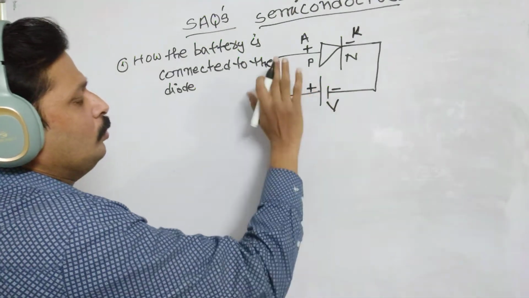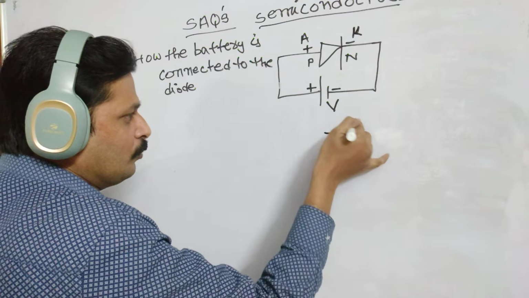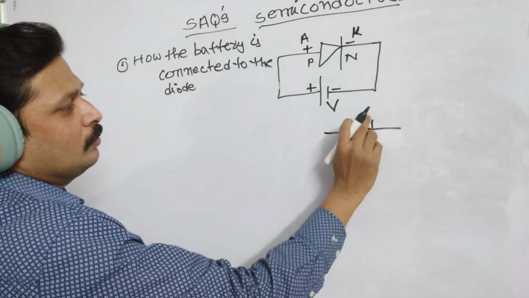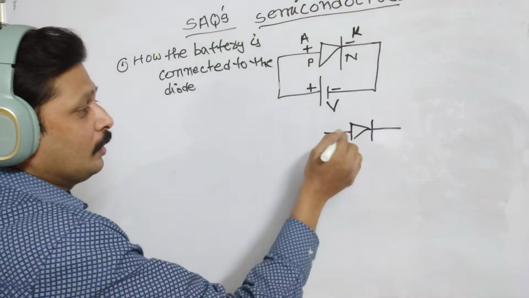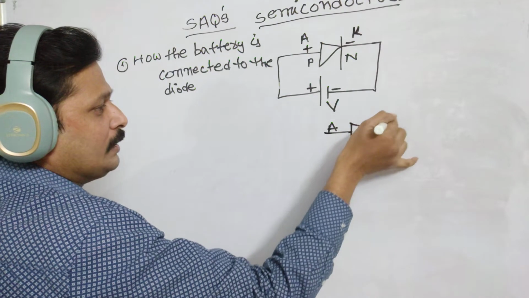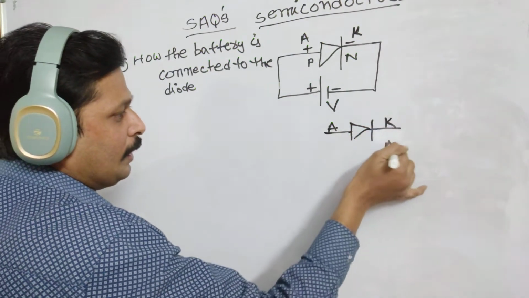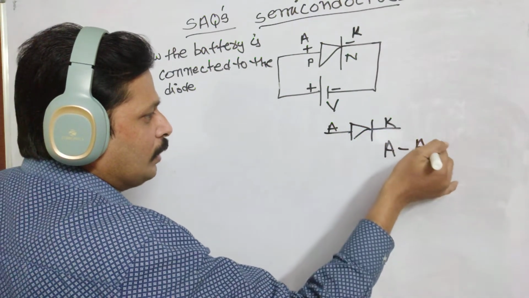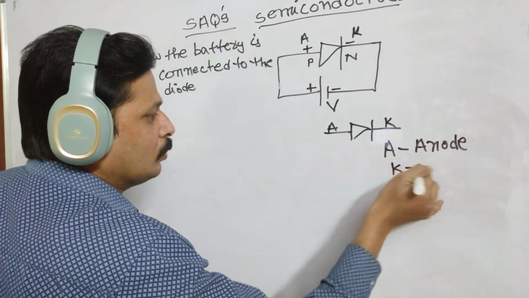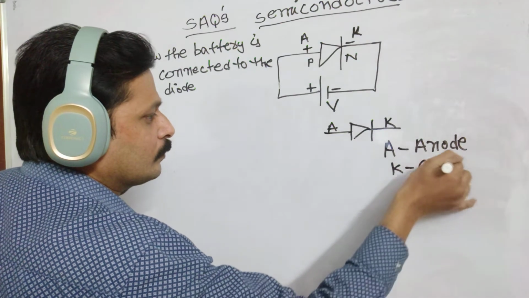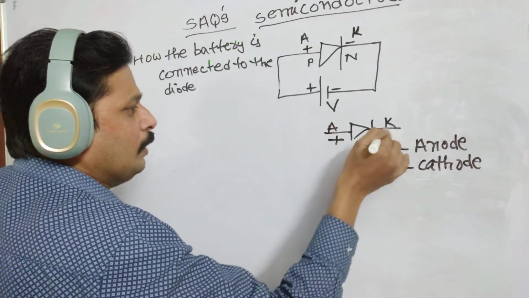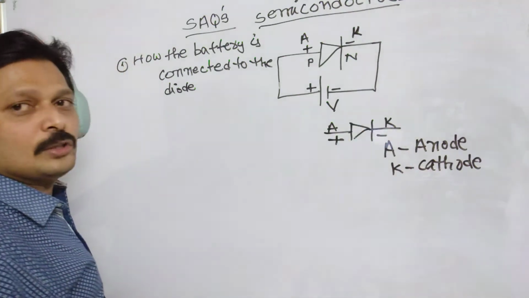Just now I told you this is the symbol for the diode. The diode is represented by a triangle, and at the end we show one vertical line. One side of this line is called the anode, the other side the cathode. A stands for anode and K stands for cathode. Anode is represented by a positive symbol, cathode by a negative symbol.